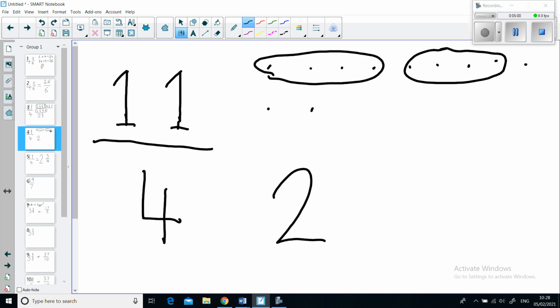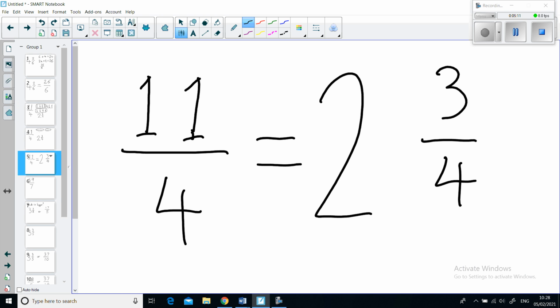We've got 1, 2, to 3 left over. So we always use the same denominator. So we've got 3/4, and that's our answer again. We've got exactly the same as last time. So we can now see that 11/4 is exactly the same, is equal to 2 3/4.